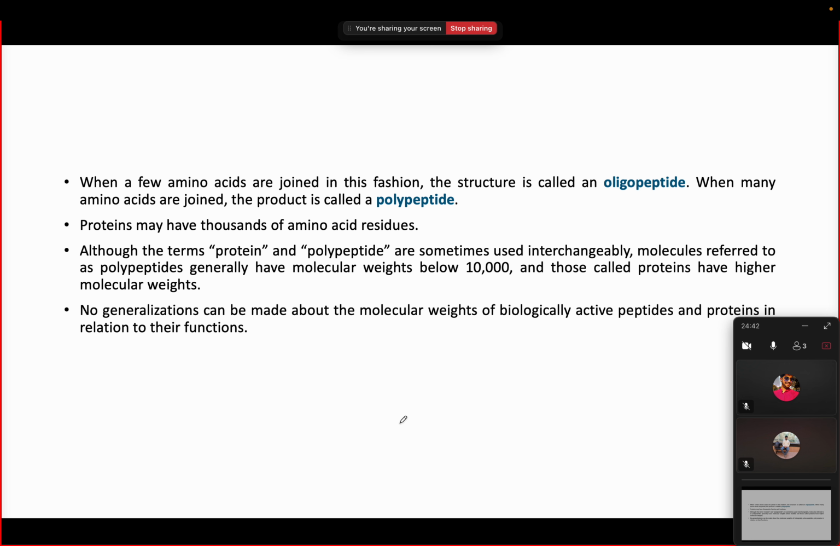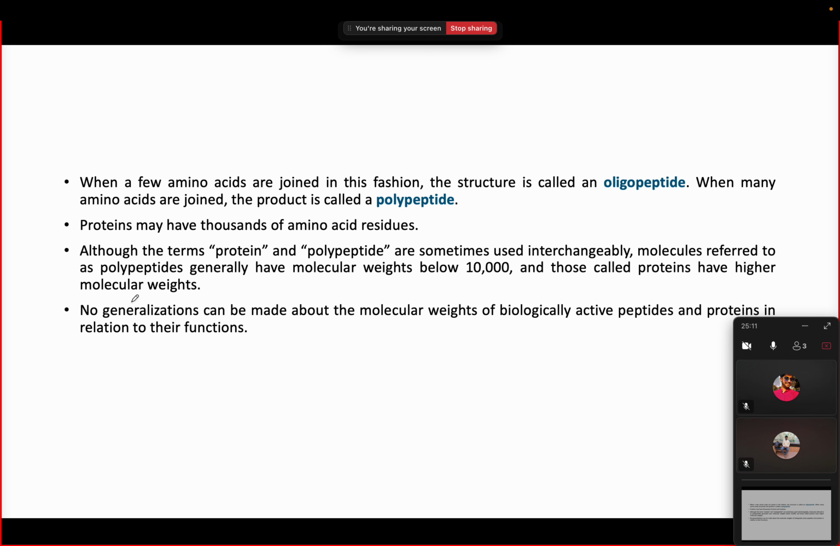Proteins may have thousands of amino acid residues. Although the terms protein and polypeptide are sometimes used interchangeably, molecules referred to as polypeptides generally have a molecular weight below 10,000 Daltons, and those called proteins have a higher molecular weight. No generalization can be made about the molecular weight of biologically active peptides and proteins in relation to their functions.